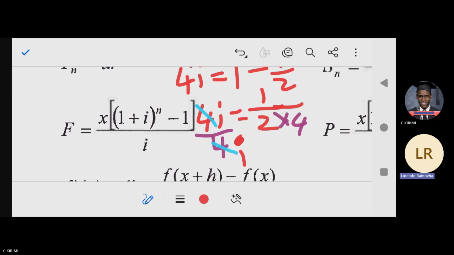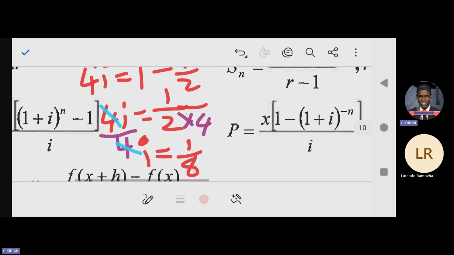I is equals to what? I is equals to 2. 1 over 8, not 2. 1 over 2 times 4 is what? Oh, it's 1 over 8. Yes. Remember, 1 over 2 times 4, which is 8.